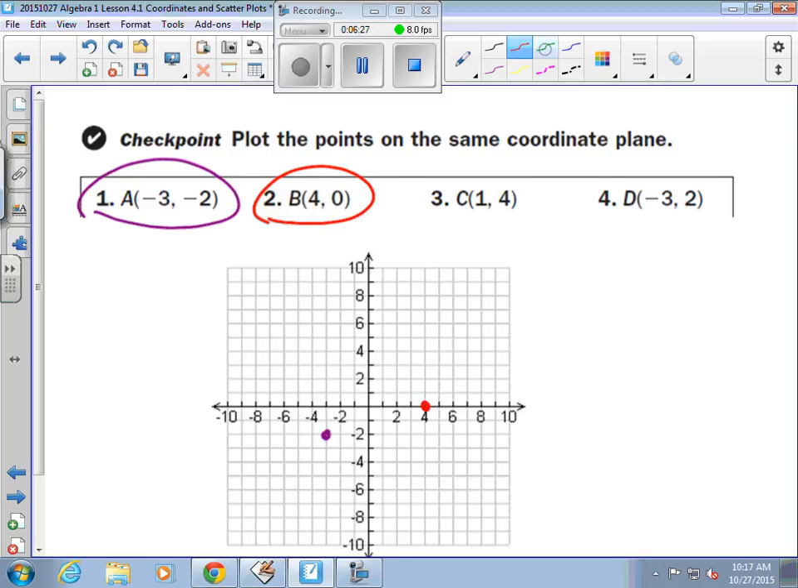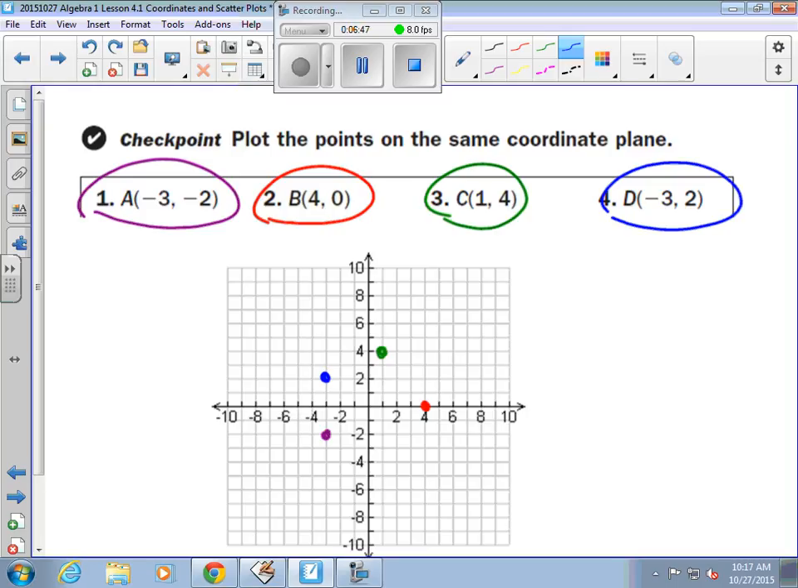The next one, 1, 4, tells you to go to the right 1 time and go up 4 times right there. And the last one, -3, 2, tells you to go to the left 3 times and to go up 2 times right there. So that's where your points should be.